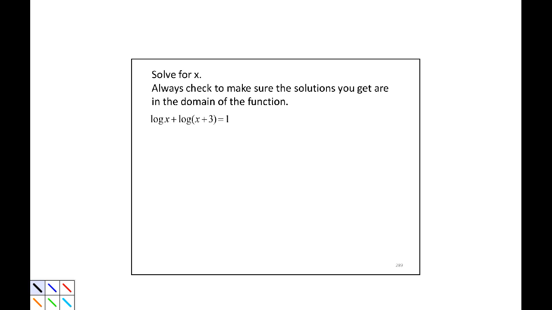We have two logs in this. They have the same base, but we have two different logs. So we're going to have to combine these together. This is where our quotient and product rules come in very handy.